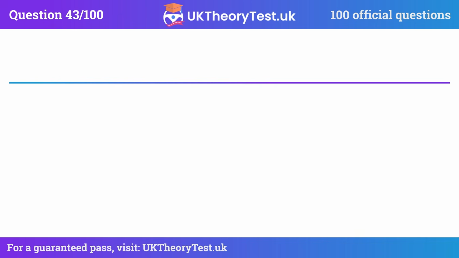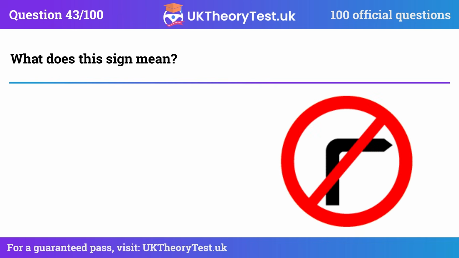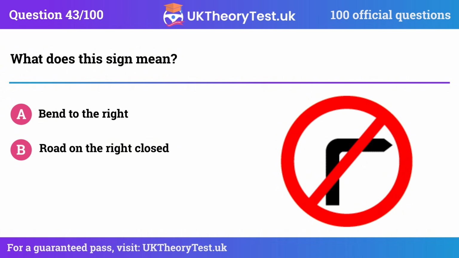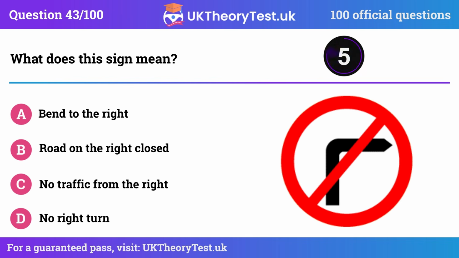Question 43. What does this sign mean? A. Bend to the right. B. Road on the right closed. C. No traffic from the right. D. No right turn.